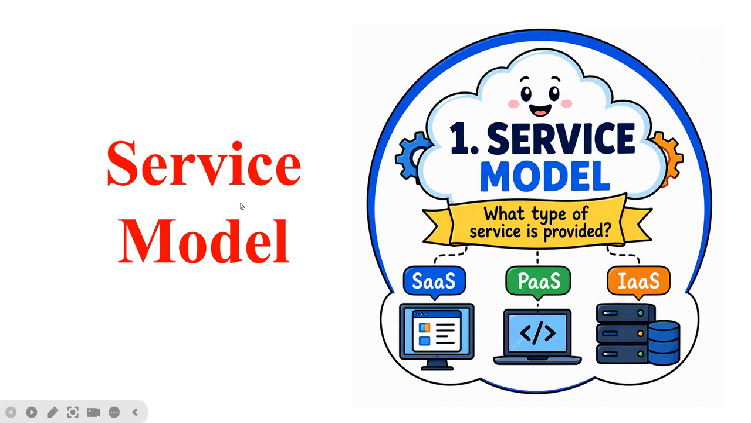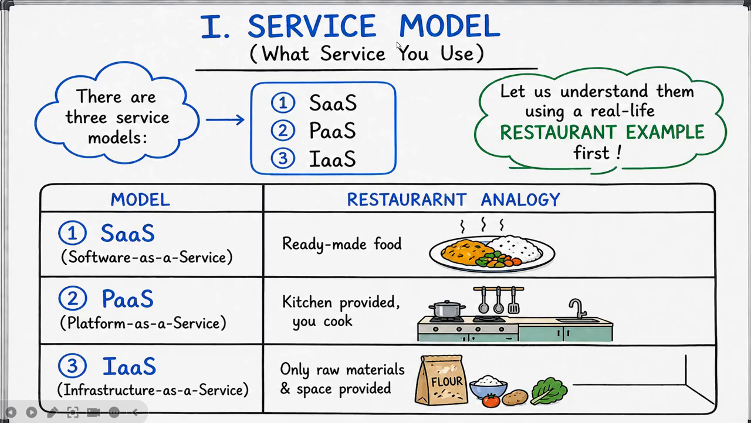Hello everyone. In this lecture video, we will see what are the different types of service model. In a service model, as we all know, it means what service we use. That is the service model. And here there are three service models. First is software as a service, second is platform as a service, and third is infrastructure as a service.